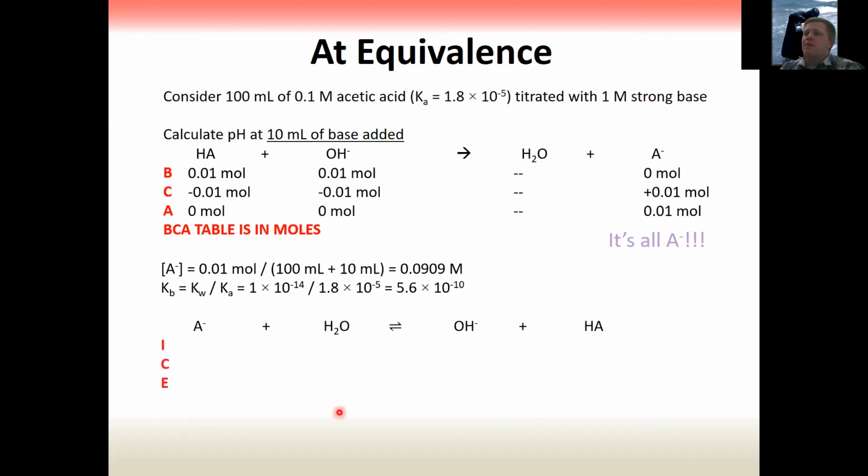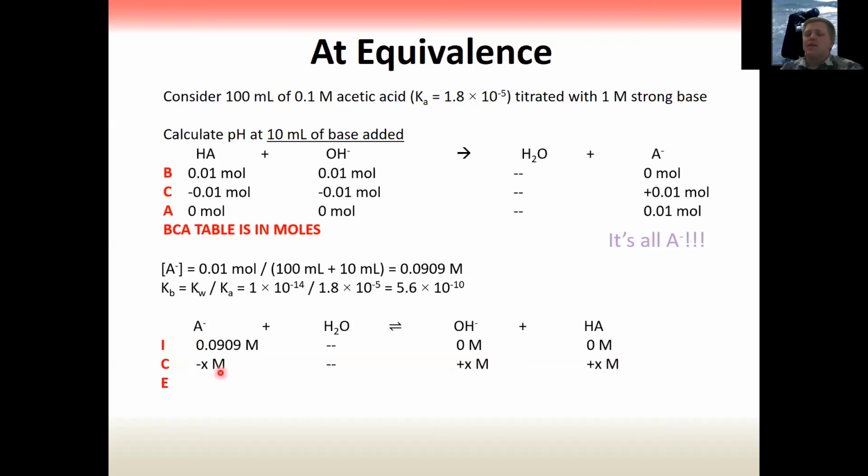All right, but now we can set up our ICE table. Our starting concentration of A minus here is 0.0909 molar. We're going to start with concentrations of OH minus and HA of 0 and 0. Of course, those were present initially when we put them in, but again, we're considering the reaction between the acid and base first, and then pretending that the reactions with water happen second. Okay? So now we just have to change the values of these guys.